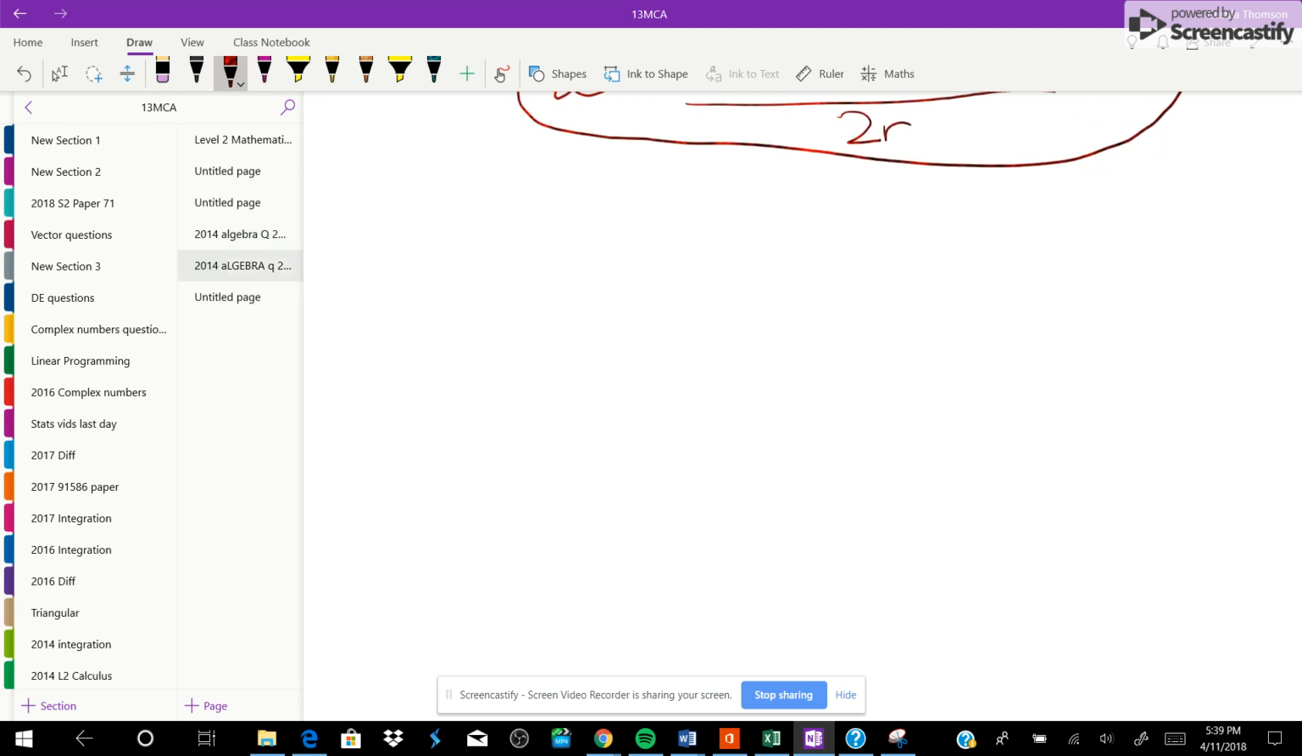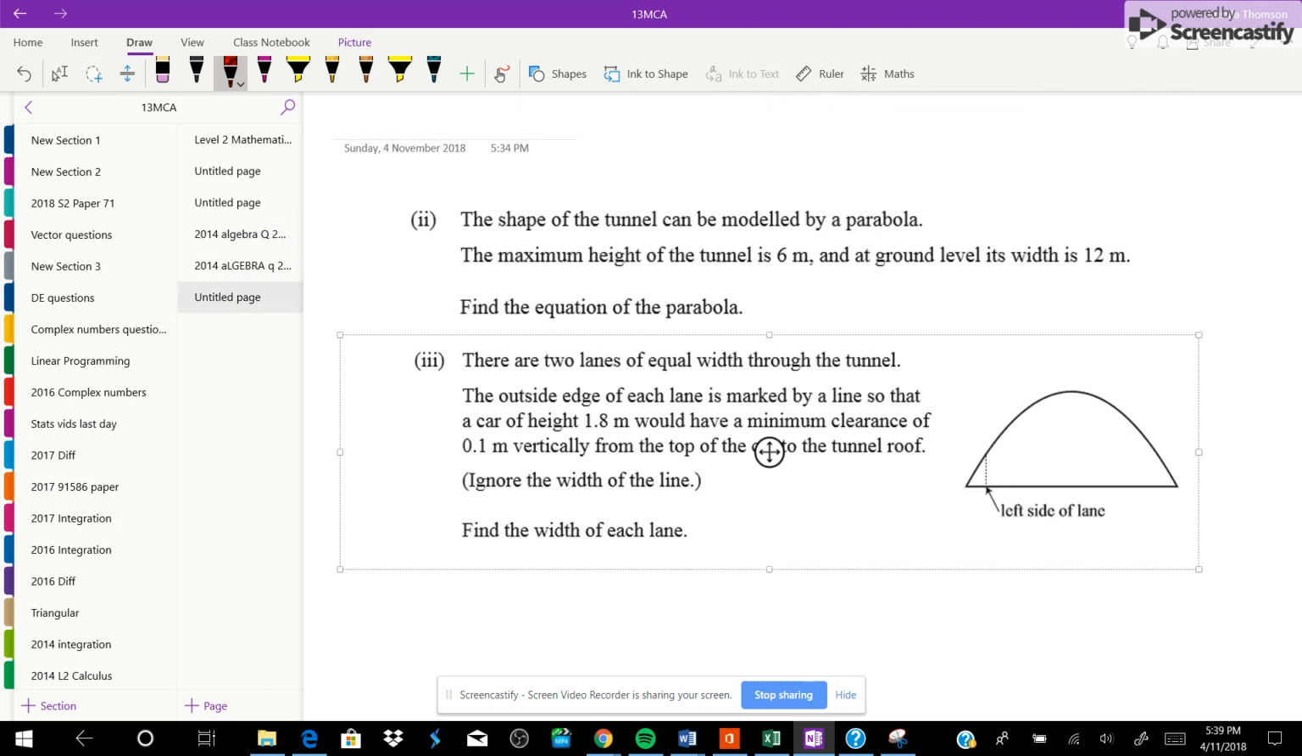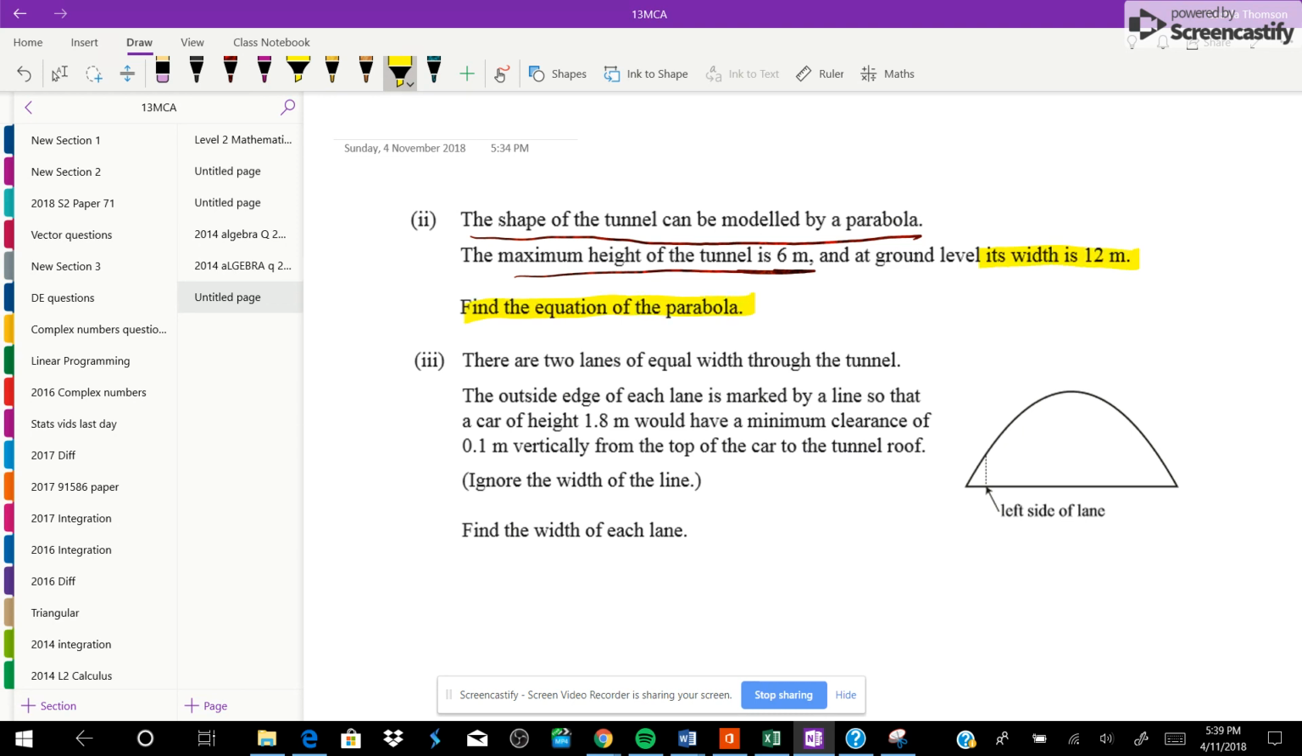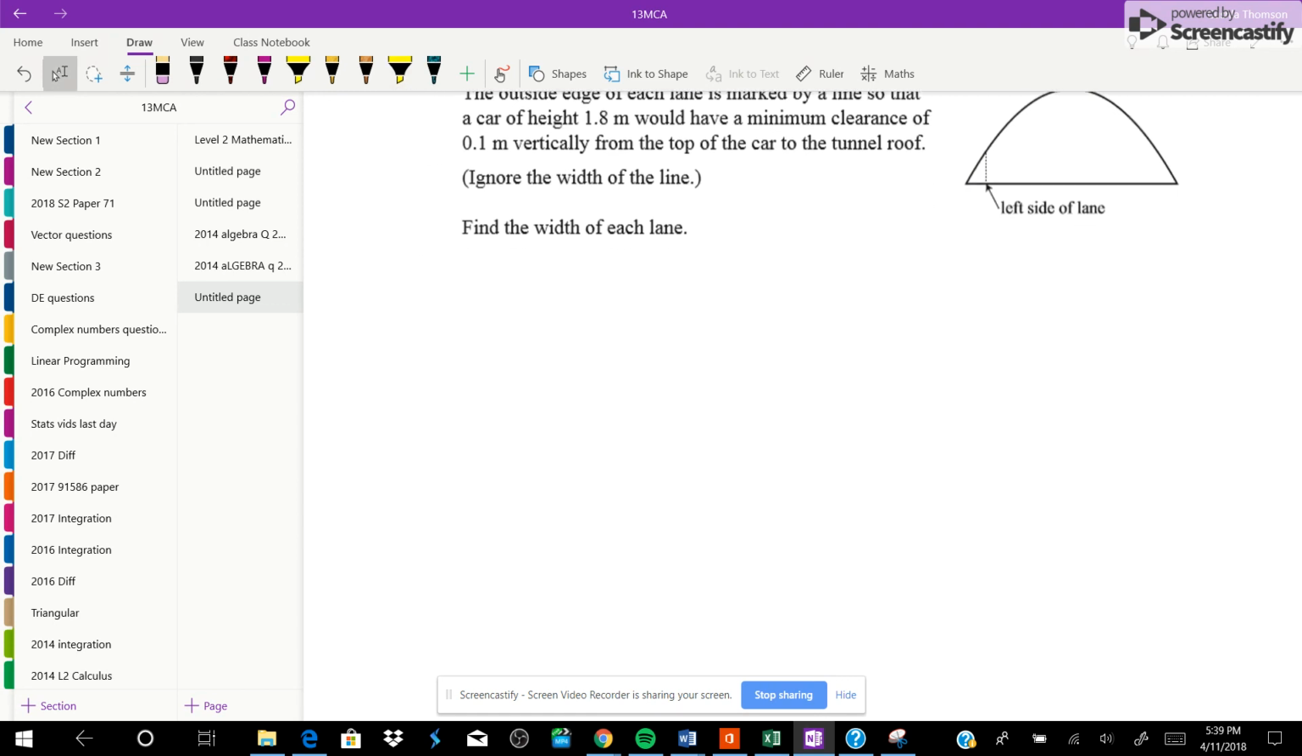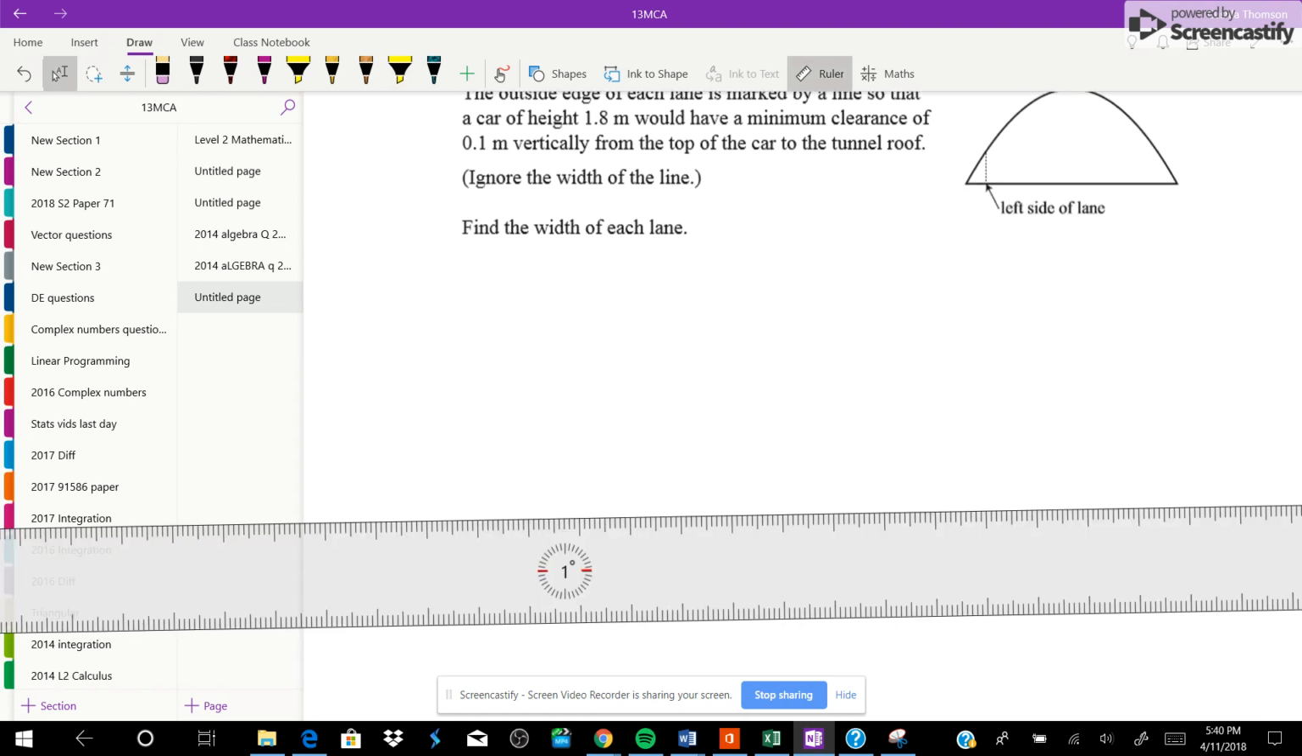Oh, that's the wrong one. Here they are here. Okay, so the shape of the tunnel can be modelled by a parabola. The maximum height of the tunnel is 6, and at ground level its width is 12 metres. Find the equation of the parabola. As usual, if we do a nice graph, this question is straightforward. If we don't do the nice graph, it's not so good.